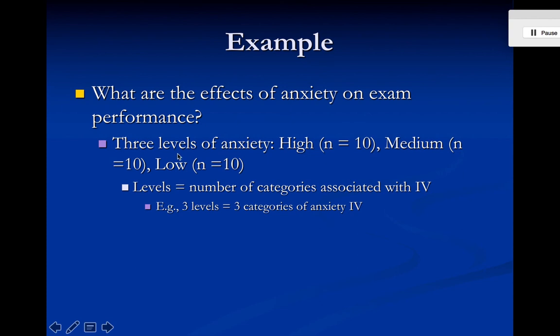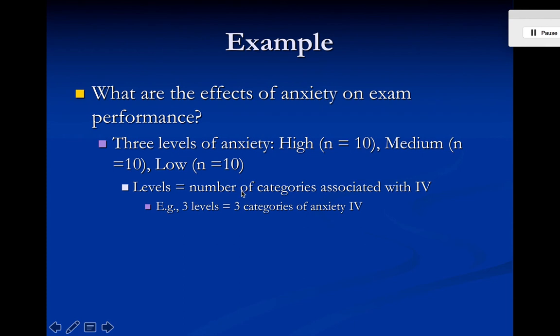So let's say, for instance, that we have three levels of anxiety. We have high anxiety, moderate anxiety, and low anxiety. Participants come into our research situation and we give them a questionnaire evaluating their anxiety levels, and we classify them as high anxiety, moderate anxiety, or low anxiety. In our particular case, I'm going to say that I have 10 individuals per group. So I have 10 individuals in my high group, 10 in my moderate group, and 10 in my low group.